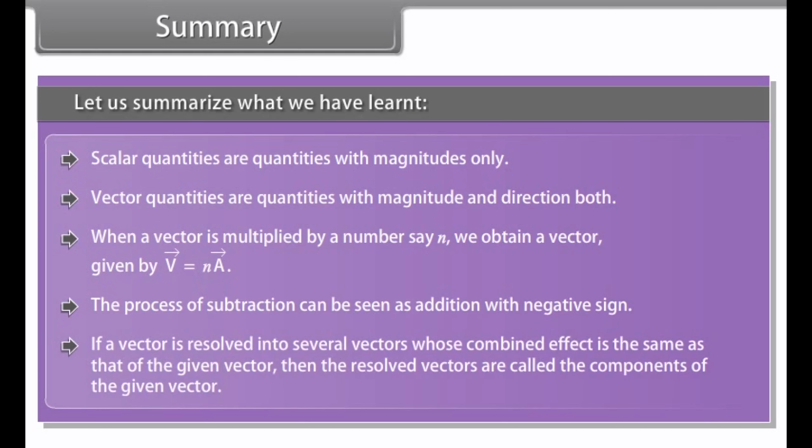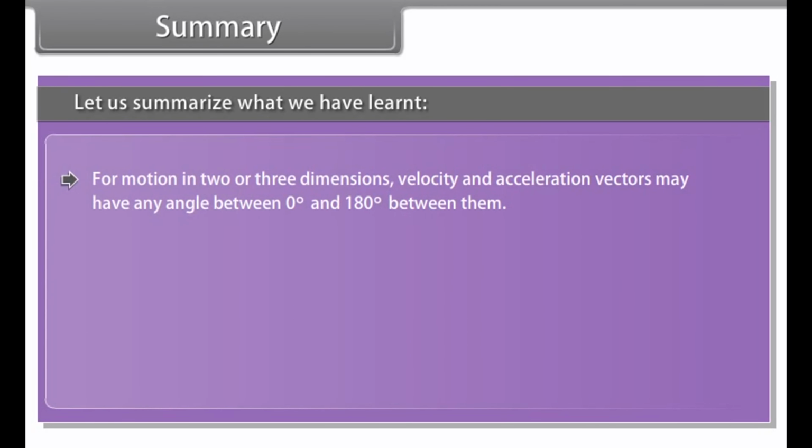If a vector is resolved into several vectors whose combined effect is same as that of the given vector, then the resolved vectors are called the components of the given vector. For motion in 2 or 3 dimensions, velocity and acceleration vectors may have angle between 0 degree and 180 degree between them.